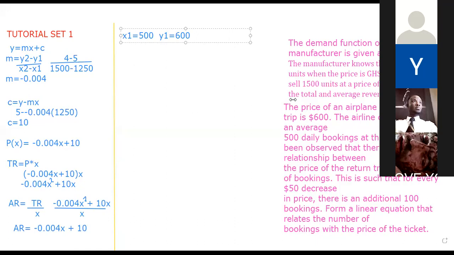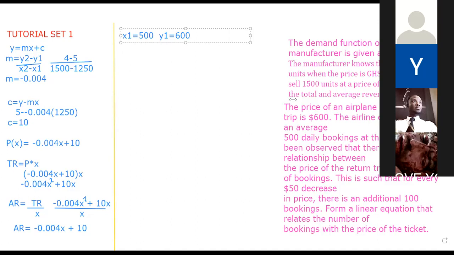So, what Mick said is correct. Mick gave an example that if you decrease the price, which is 600, to let's say 550, because there's a 50 decrease, the X1 will go up by 100 to 600. Are you getting the point?